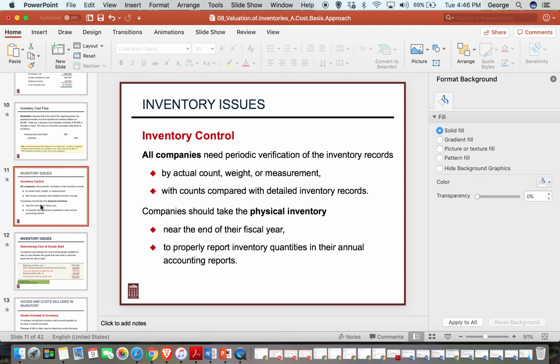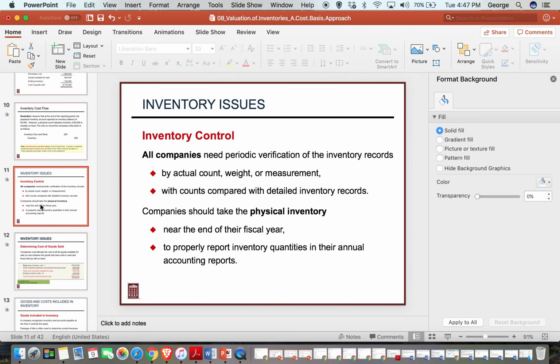All right, so all companies, of course, need periodic verification of their inventory records by counting the inventory, by weighing it, by measuring it. With new technology and blockchain, I think there's going to be some big technological advantages. There already are. People use RFID and barcode technology to count their inventory. And so once I count the inventory, I've got a physical count of my inventory. I want to compare that with the detailed inventory records.